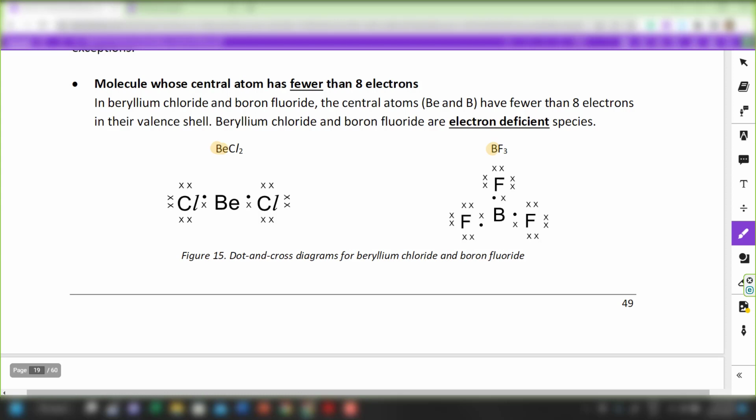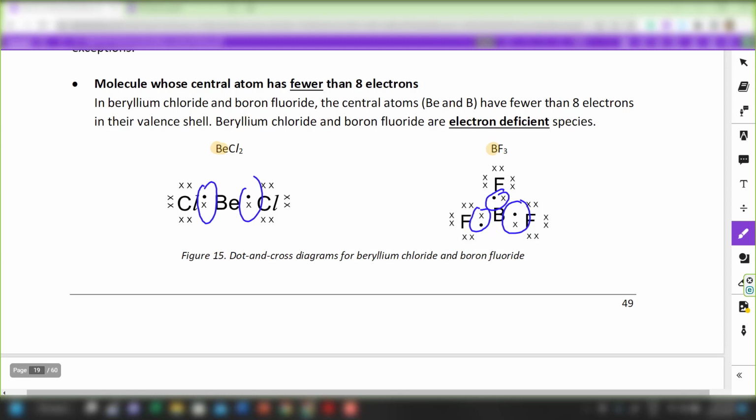Yeah, so in that sense, beryllium dichloride and boron trifluoride are indeed covalent compounds. If you try to draw a dot-and-cross diagram for both of them, you'll notice that the beryllium center has only 4 electrons around it. If you do a quick count, that's 2, 4. If you do a quick count around the boron center, that's 2, 4, 6, so 6 electrons.